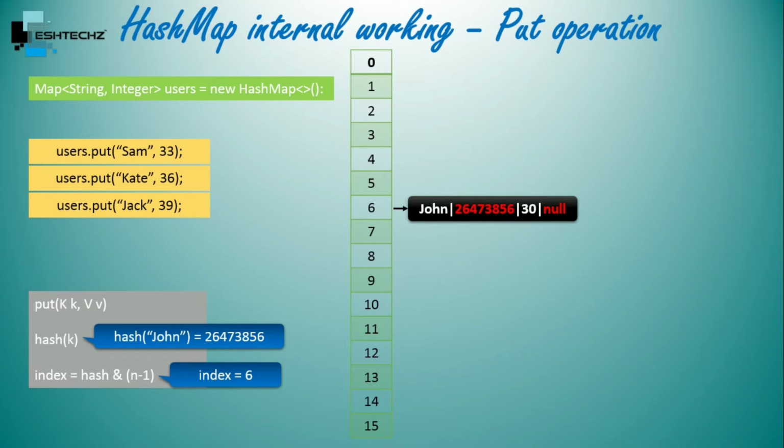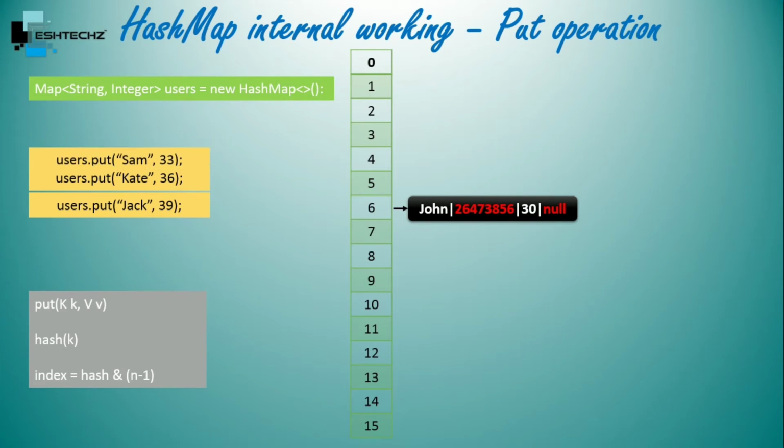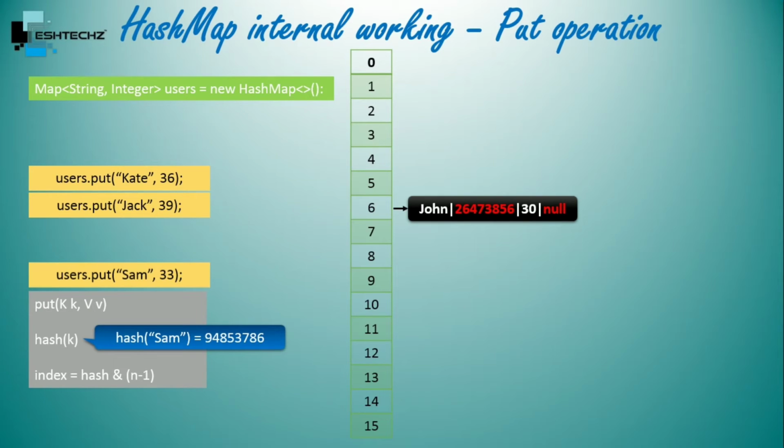Now if you take a look at the value which actually got stored, it has the key, hashcode of the key, value and null. So null here is pointing to the next node. Since we don't have any node, it is pointing to null. Let's put Sam. So for Sam, the hash is this, and using that hash code, if the index is calculated as 9, we'll put Sam in the 9th bucket.